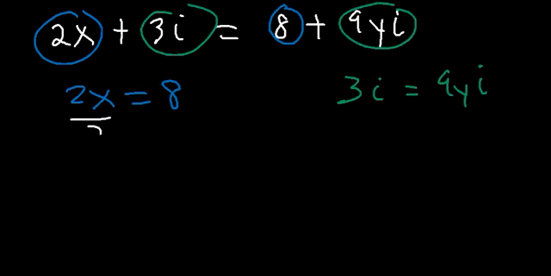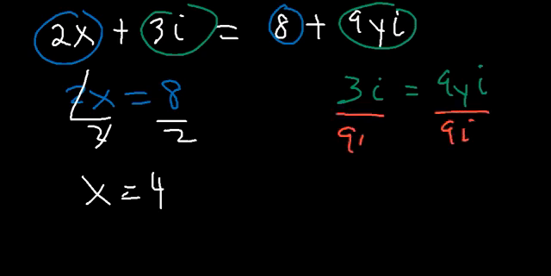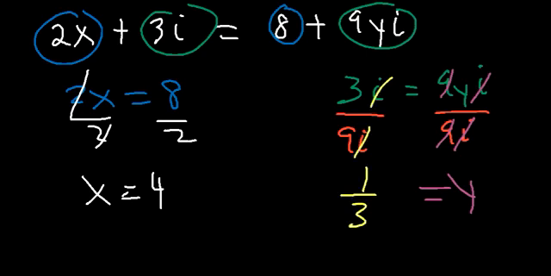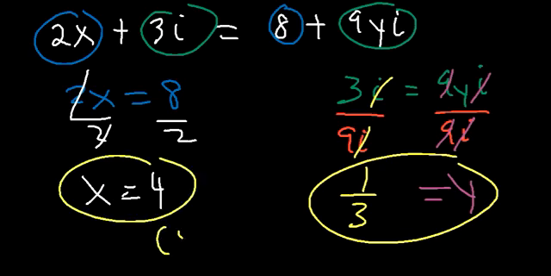So on the left side, let's divide by 2. So 8 divided by 2 is 4. On the right side, let's divide by 9i. So the i's cancel and the y's cancel. The 9's cancel. Here i cancels as well. If we divide it backwards, 9 divided by 3 is 3, but it goes on the bottom. And so our answer is 4, 1/3 as an xy ordered pair.